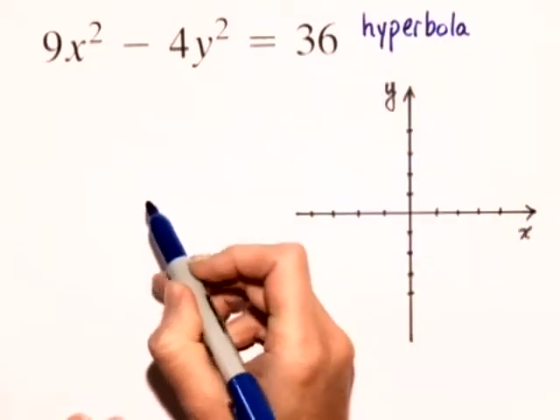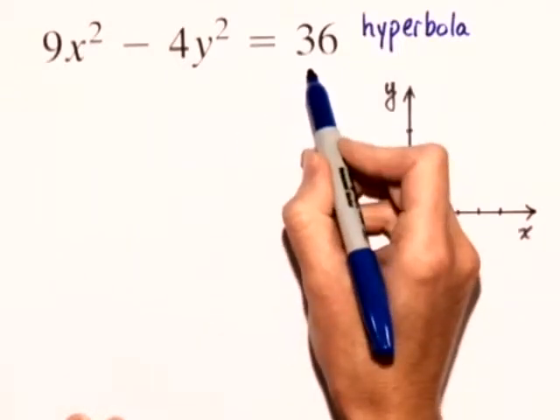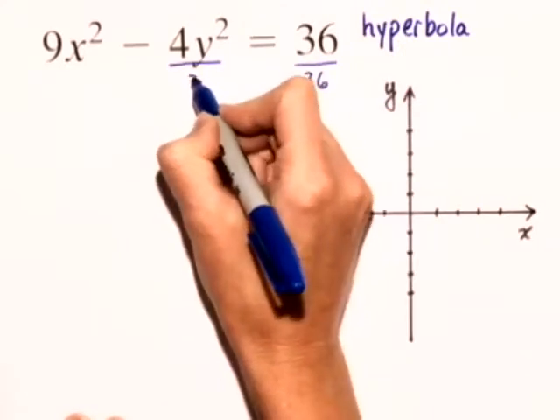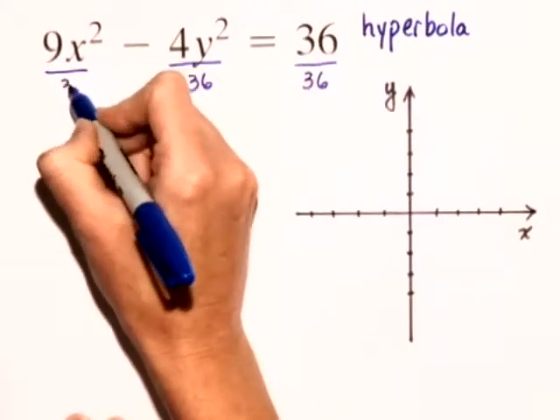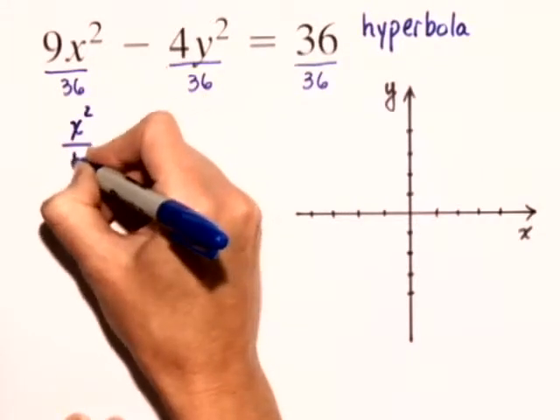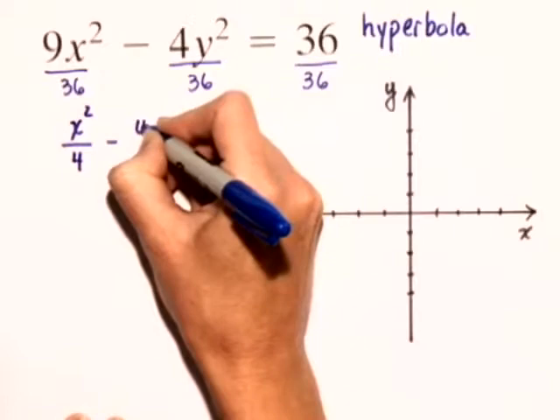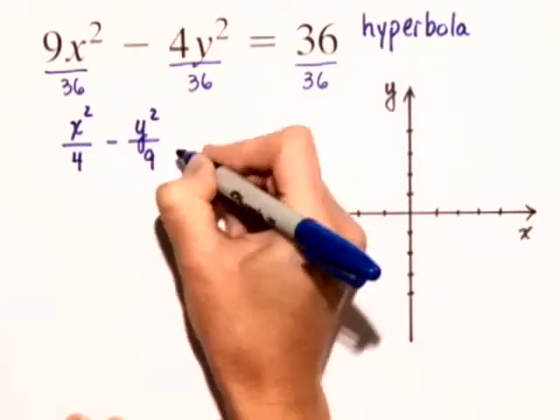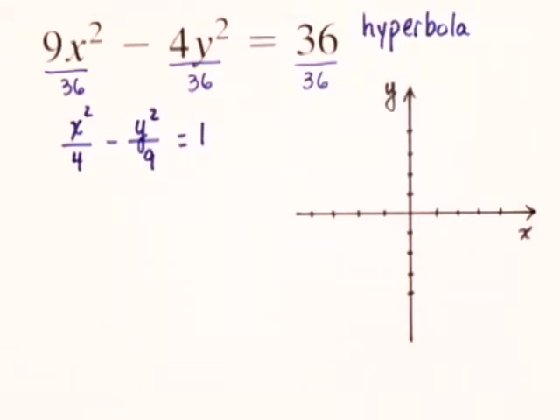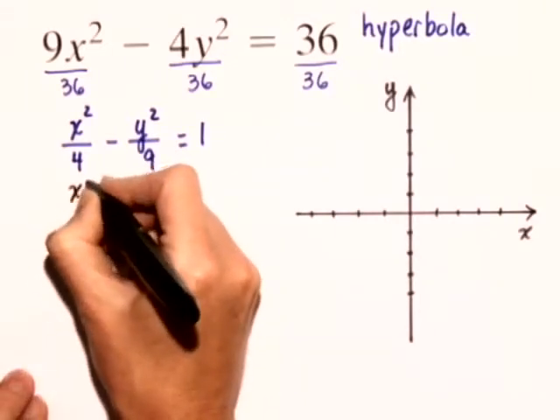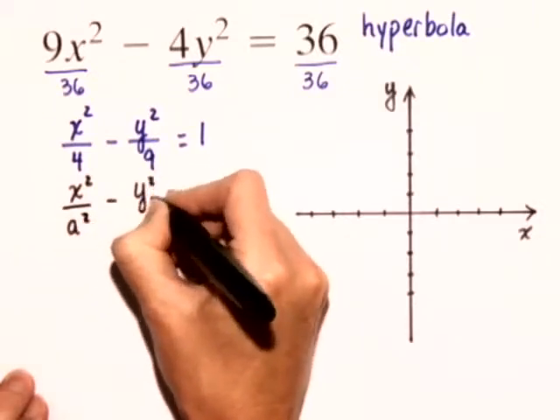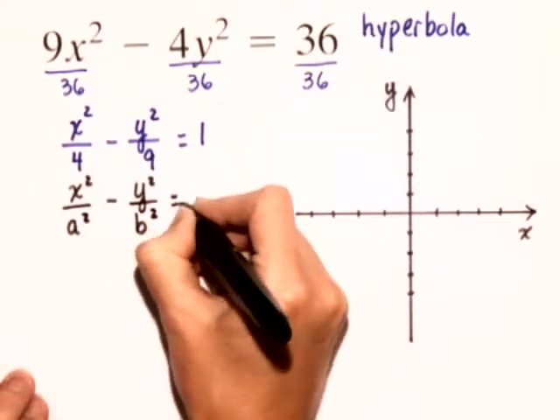Now we want to get the hyperbola in standard form, so we need a 1 on the right-hand side, and we'll divide each term on both sides by 36. Now we have x squared over 4 minus y squared over 9 is equal to 1. This is in standard form because it's of the form x squared over a squared minus y squared over b squared is equal to 1.